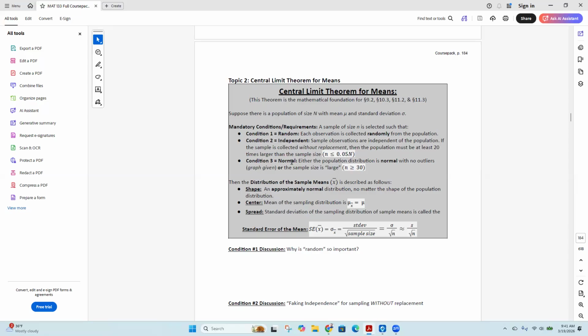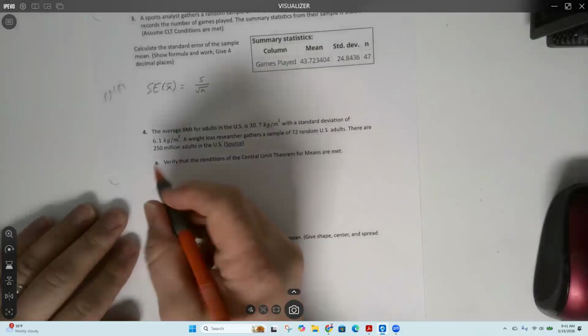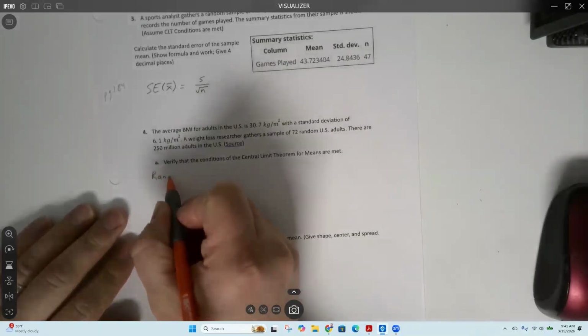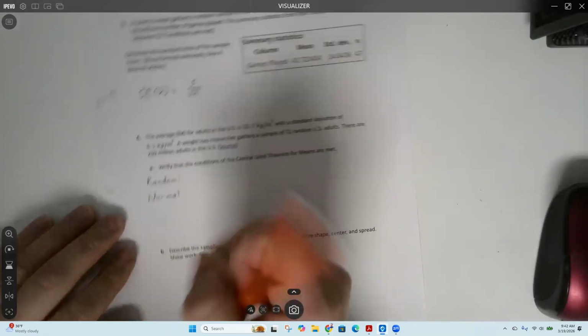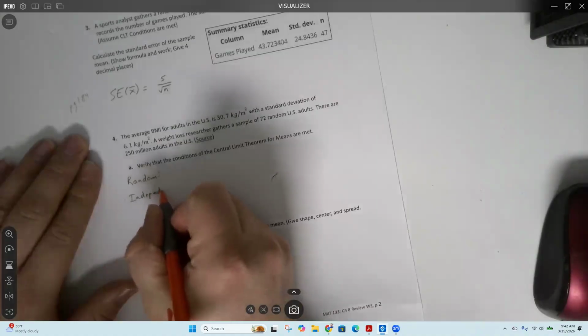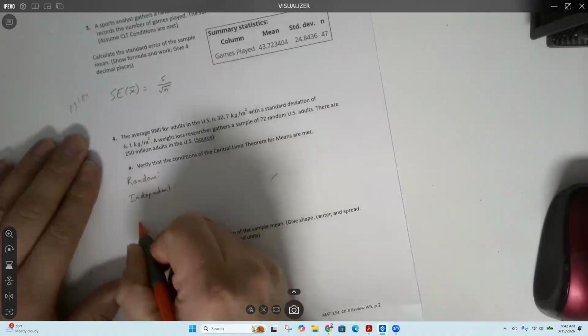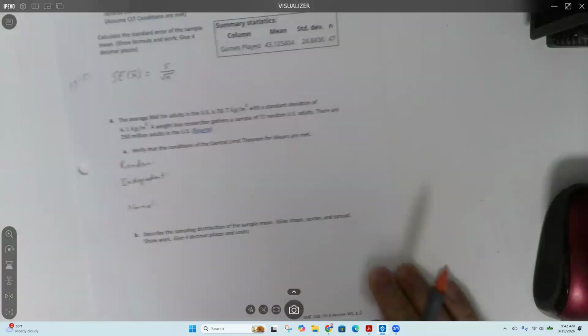We don't have to show that it's the right triangle. We have to show these conditions: random, independent, and normal. So I'm going to put that right here. Verify the conditions of the central limit theorem are met. So we have to check random, we have to check normal. Oh, sorry, independent. The order doesn't matter, but we're going to do it in this order just because it makes it easier to remember. So random, independent, and normal.